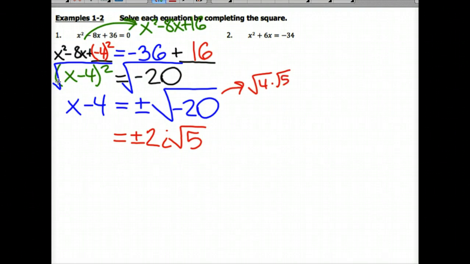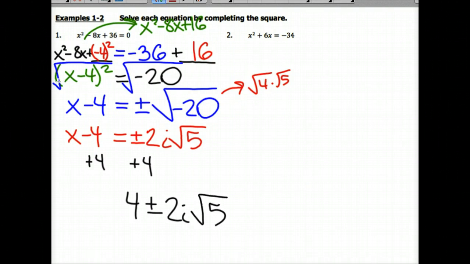Okay, and then you still got an x minus 4 on the left side. Your very last step is going to be to add 4 to both sides, and so you end up getting an answer of 4 plus or minus 2i radical 5.